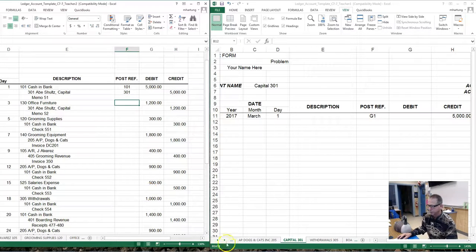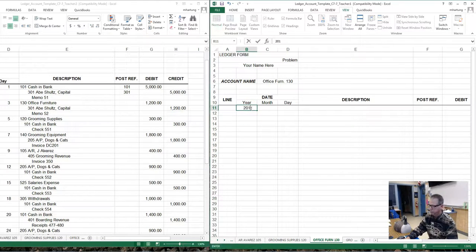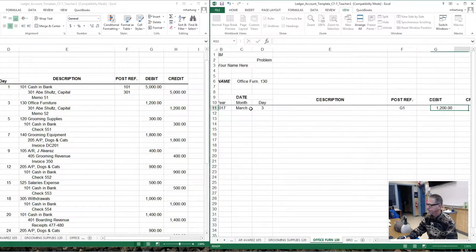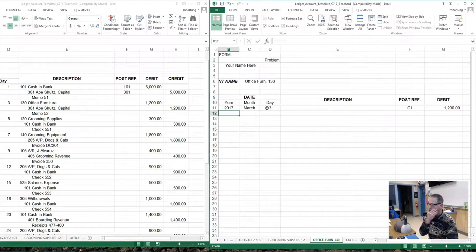Office furniture. Account 130. This is on the 3rd. Increased by $1,200. Our balance is a debit balance of $1,200. Account 130.